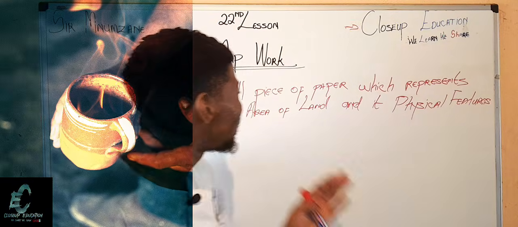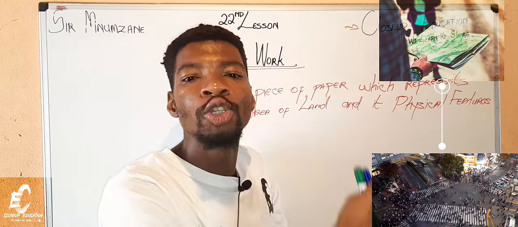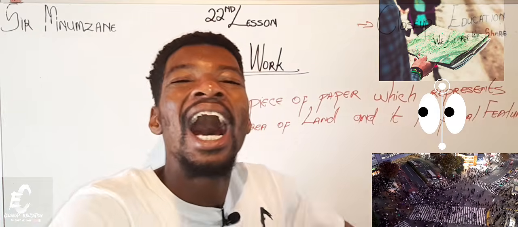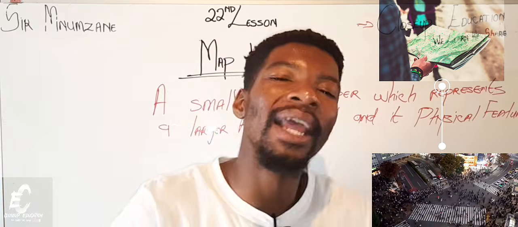Alright, guys, now we understand. A small piece of paper which represents a larger area of land. So a small piece of paper which shows you and makes you understand how a particular land, a particular area, simply looks like.